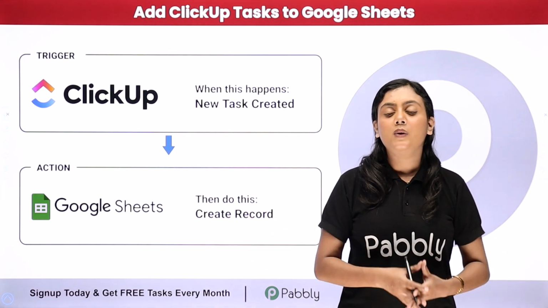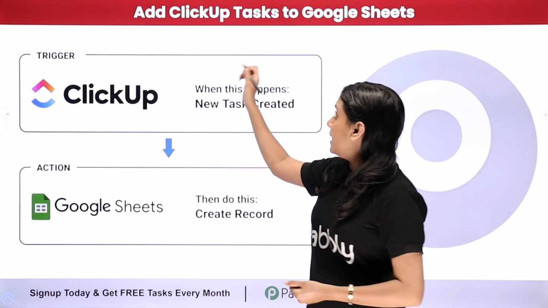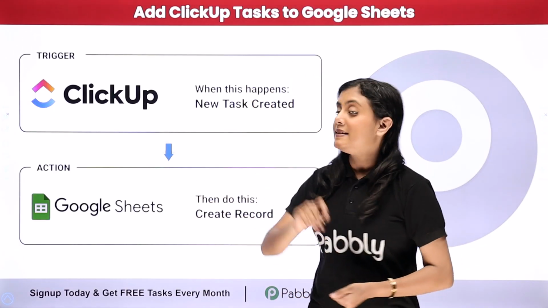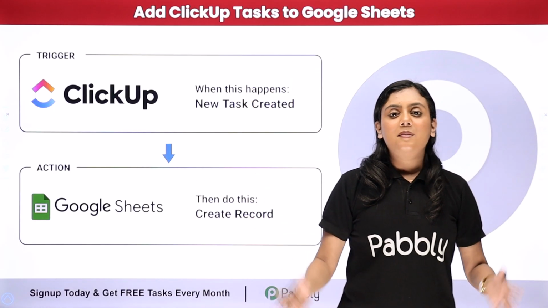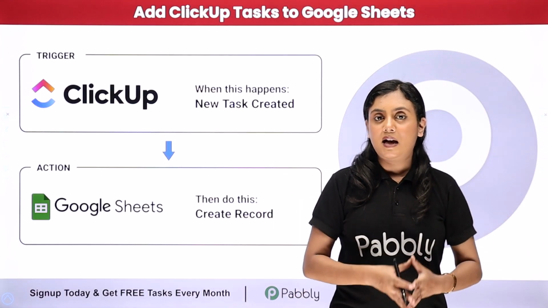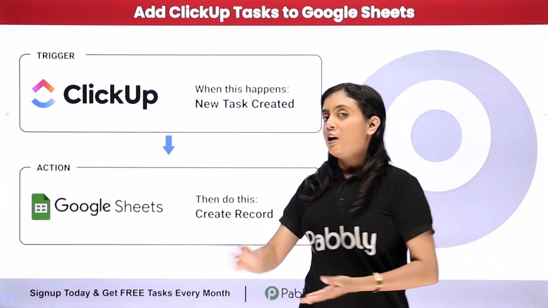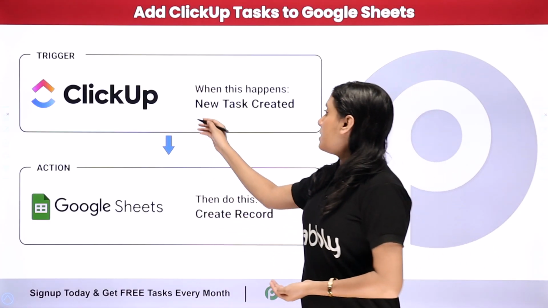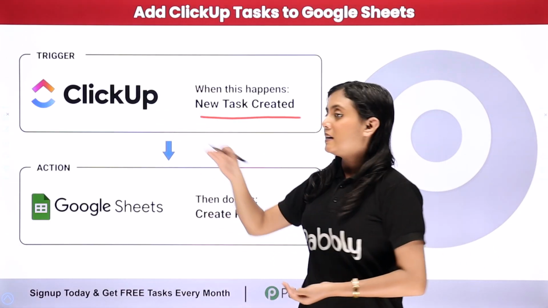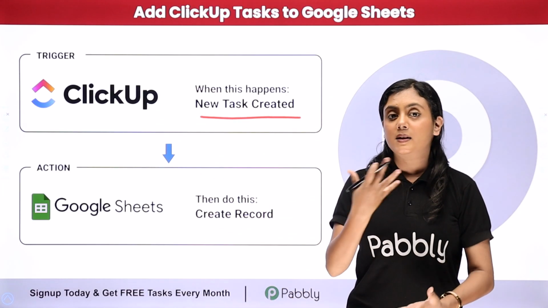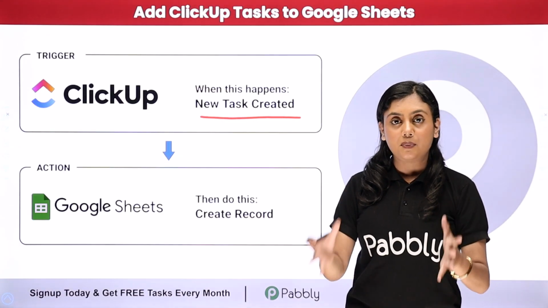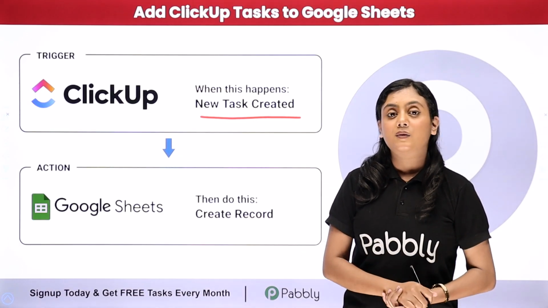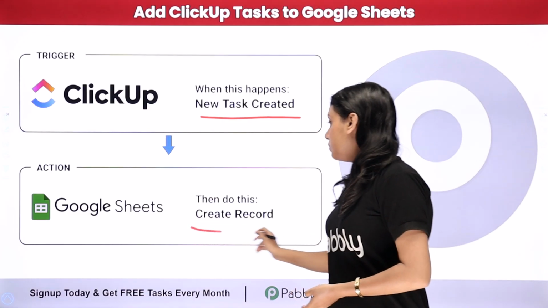In this video, we are going to learn how to add ClickUp tasks to Google Sheets automatically. I manage the task management in my business using ClickUp. Over here what I want is that as soon as a new task is created in my ClickUp account, to create a systematic record of all the tasks in one place, I want to keep the record of the task details in my Google Sheets.